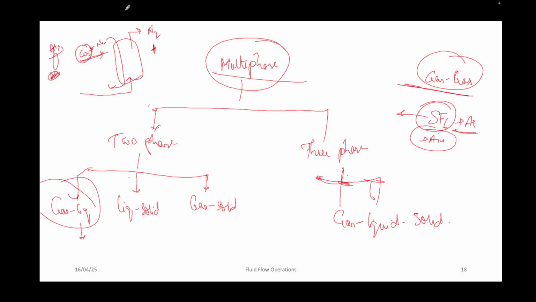There are multiple examples for gas liquid operations. Any example? I gave you examples of absorption and distillation. Any other examples? Apart from distillation, will you be coming across these gas liquid operations in a petroleum refinery? Are there any other reactions which happen in a petroleum refinery which use gas liquid operations?